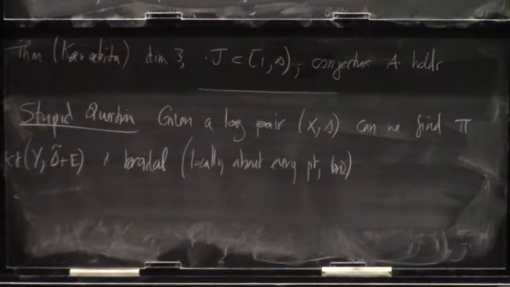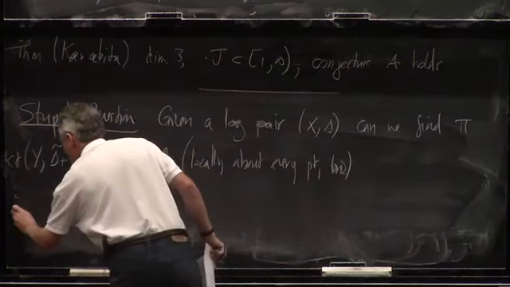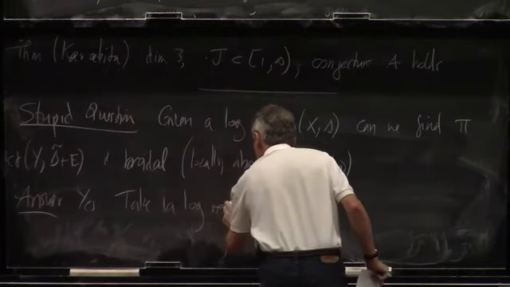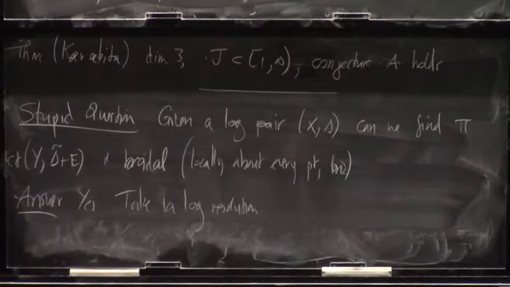Okay, well, the answer to this stupid question is yes, because you just take a log resolution. Okay? And simple normal crossings is toric, because that locally looks like C^n and a bunch of hyperplanes, and that's a toric variety. So this was a bit of a stupid question.